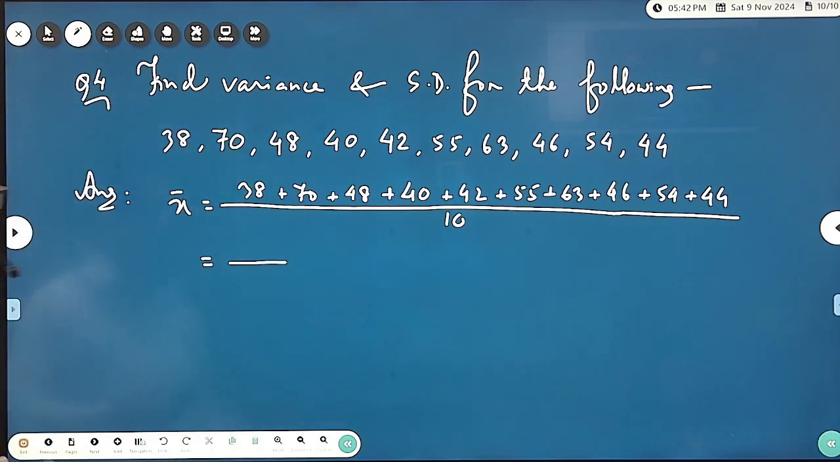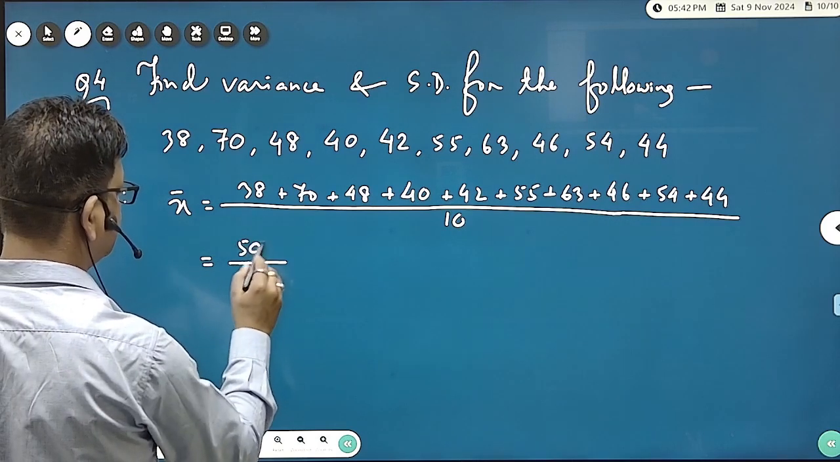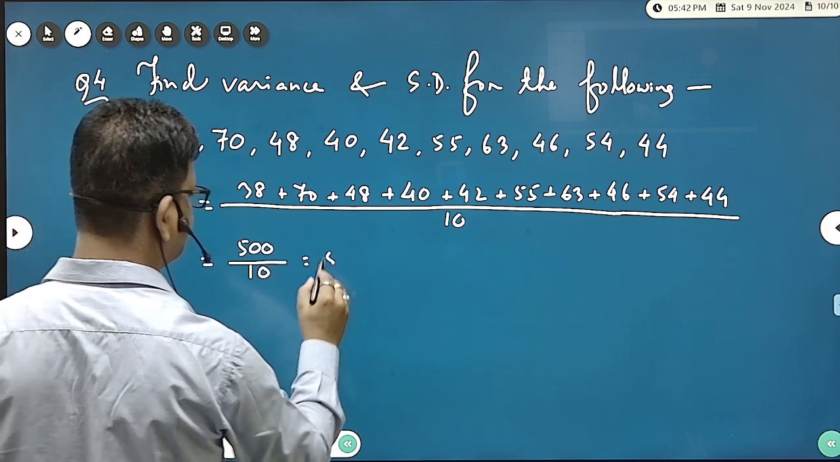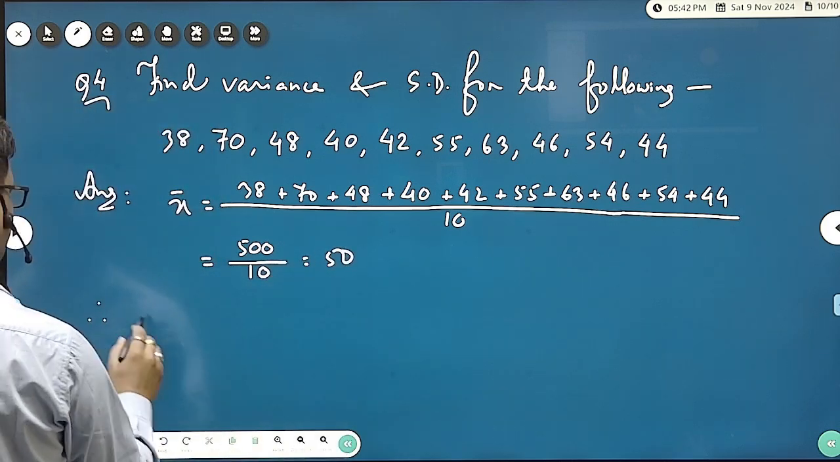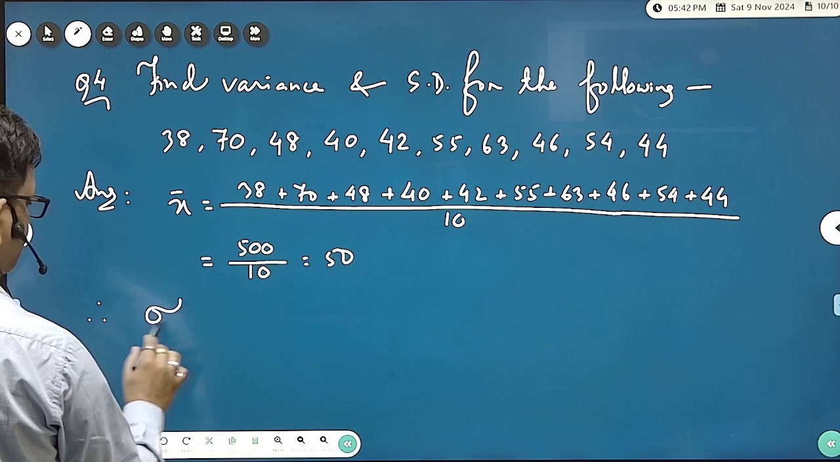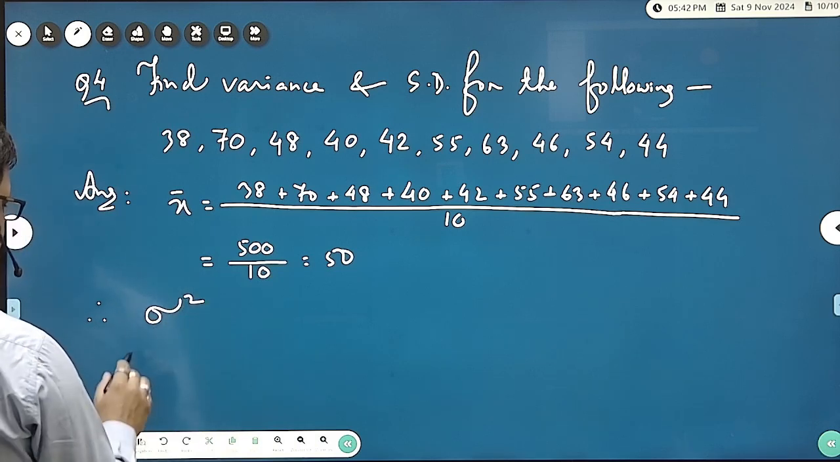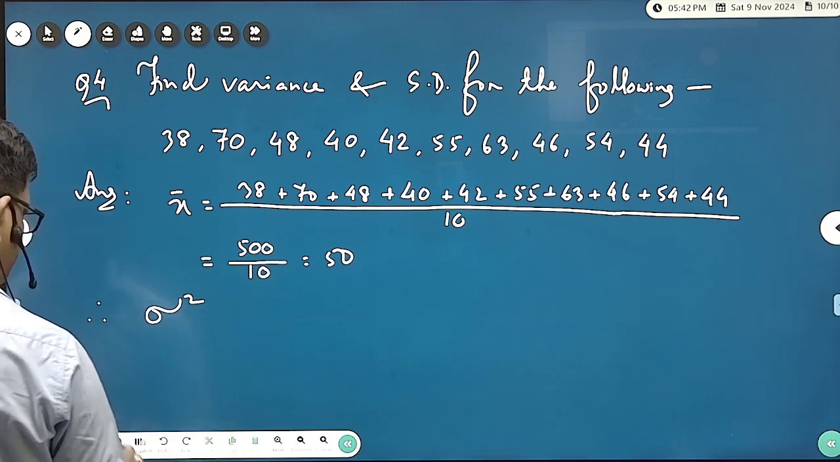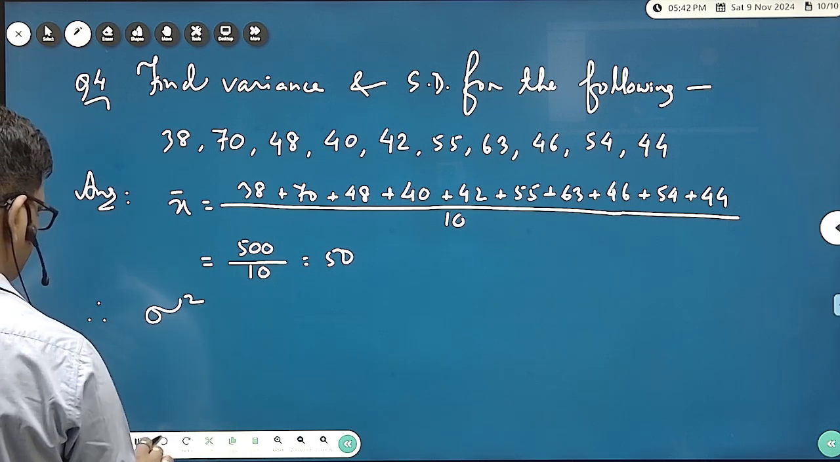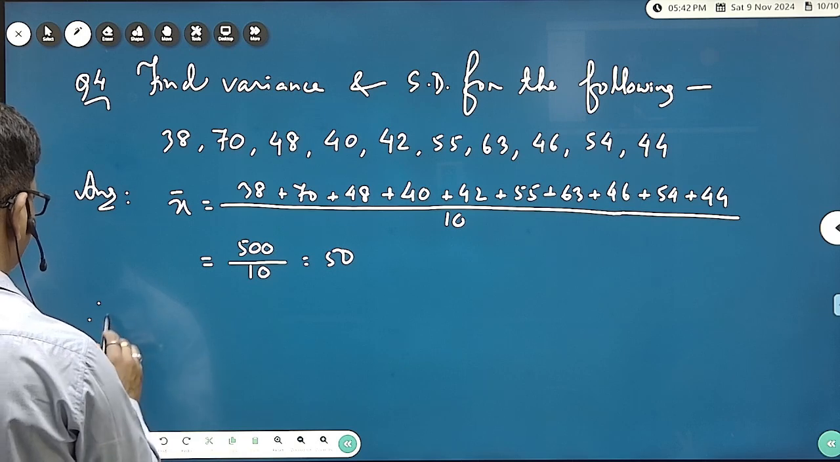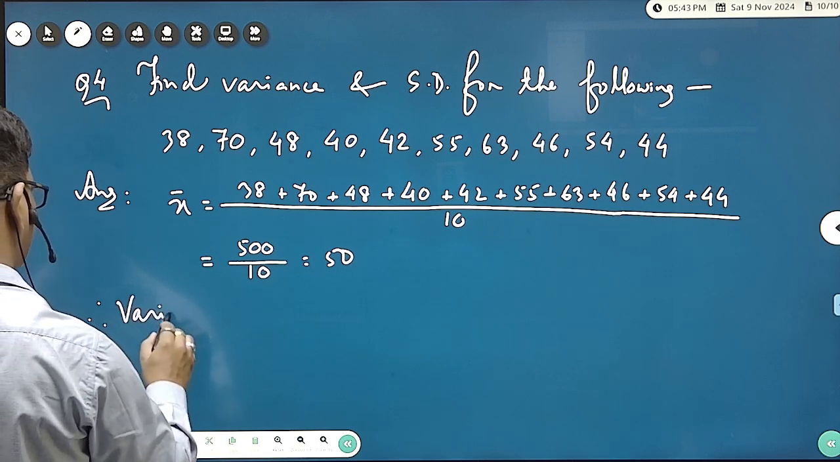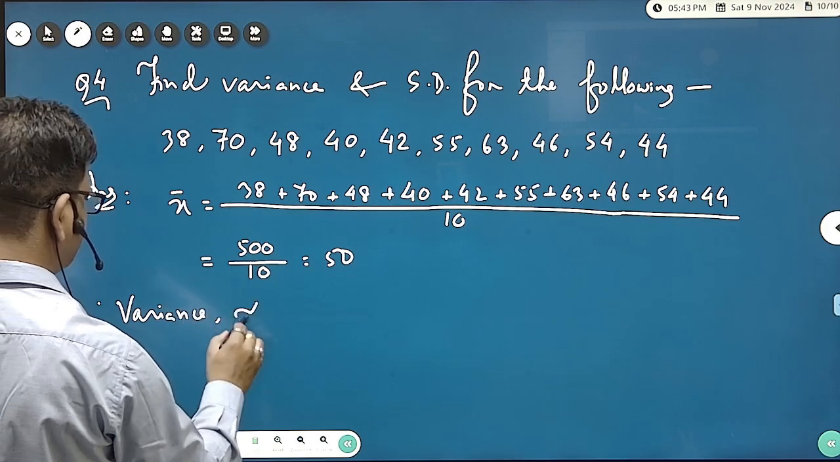500 by 10, so of course it is 50. Therefore, I'm going to find sigma square. I hope you understood sigma square means variance. Let me write it instead of having confusion. So I'm going to find the variance sigma square first.